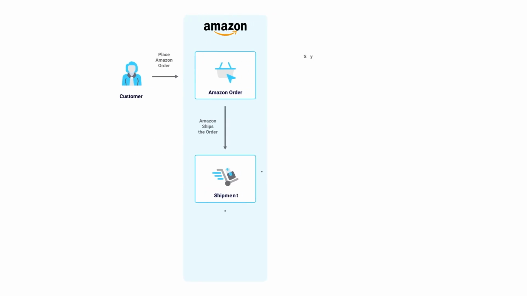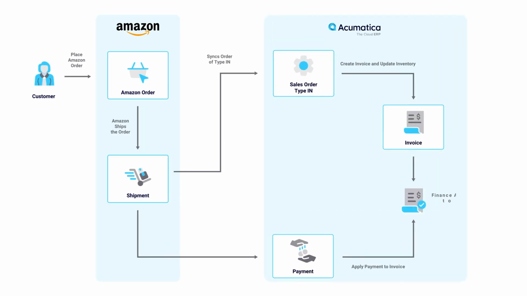Now let's look at the Fulfilled by Amazon, or FBA, order process. Once Amazon ships an order, the connector creates a corresponding invoice in Acumatica. No shipments are required in the accounting system. Payments flow seamlessly into Acumatica for reconciliation, allowing your finance team to focus on strategic insights, not manual entry.